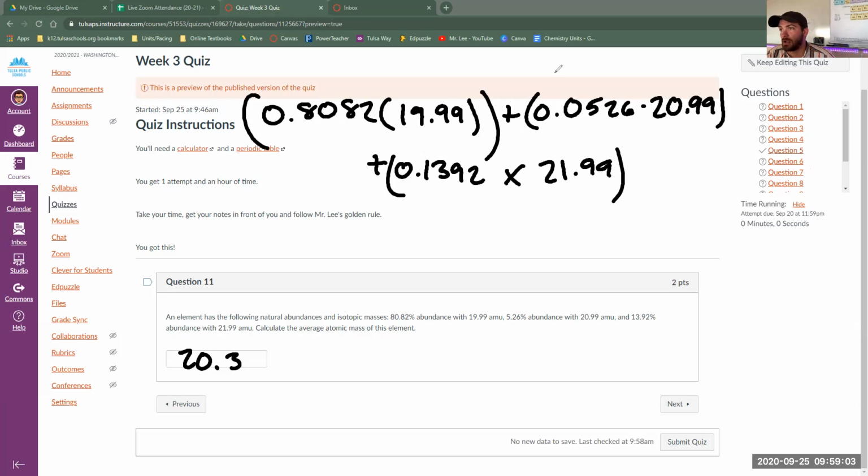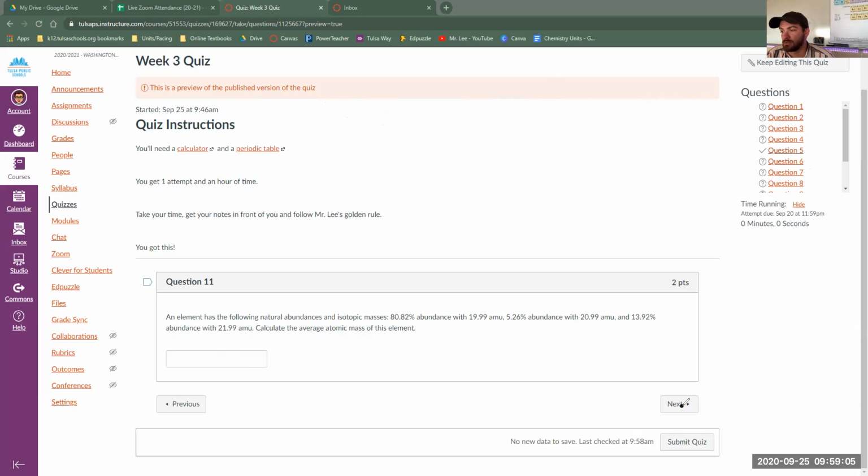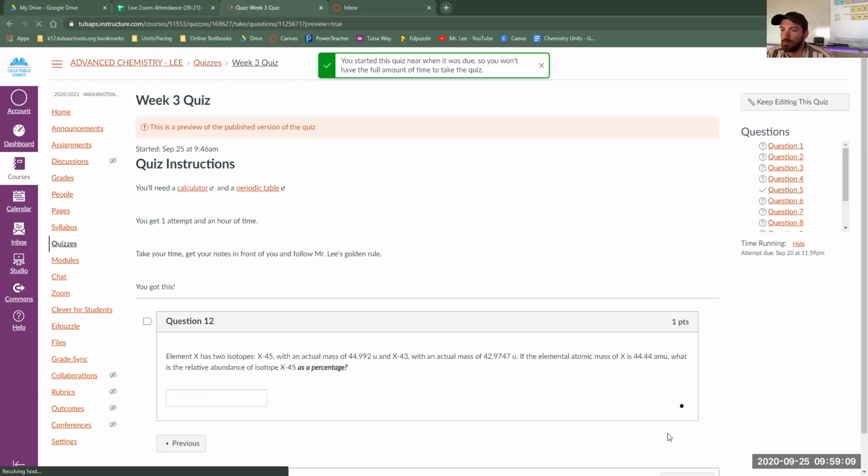Now, let's knock our last problem out because this one probably had the most, I don't know percentage-wise, it was the, what am I doing?